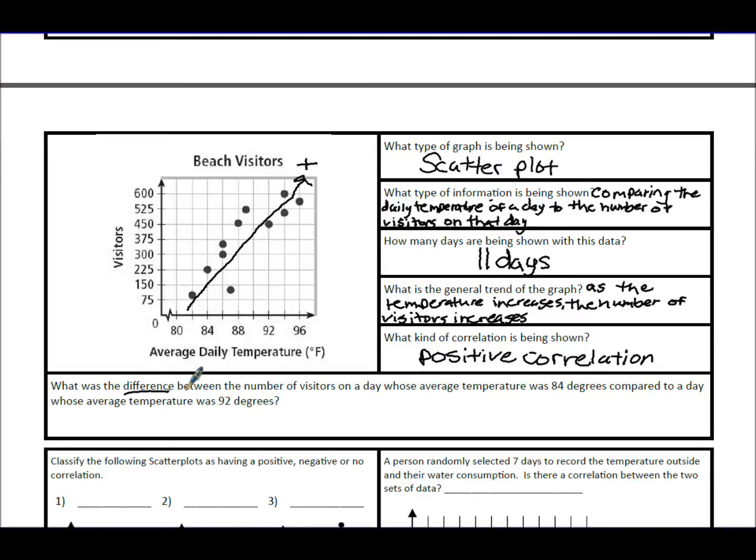What was the difference between the number of visitors on a day whose average temperature was 84 degrees compared to a day whose average temperature was 92 degrees? So 84 degrees we see is that point, and 92 degrees is about here. So we want to know the difference between the number of visitors on those 2 days. We have 225 people visited on a day that was 84 degrees, and we see that 450 people visited the beach on a day that it was 92 degrees.